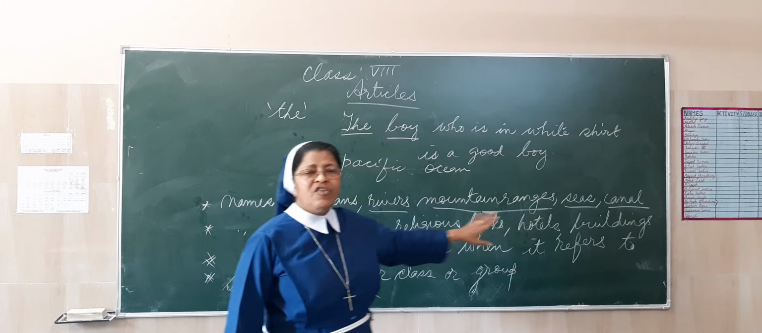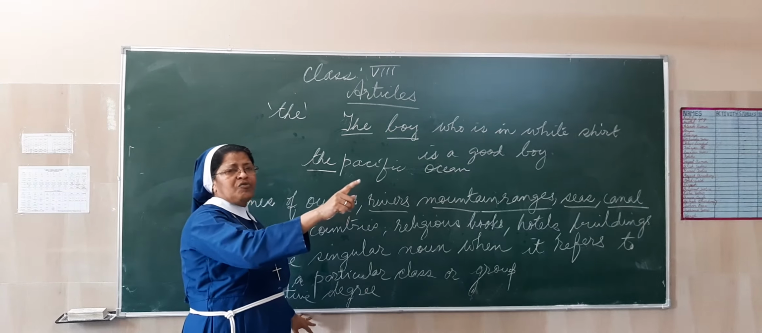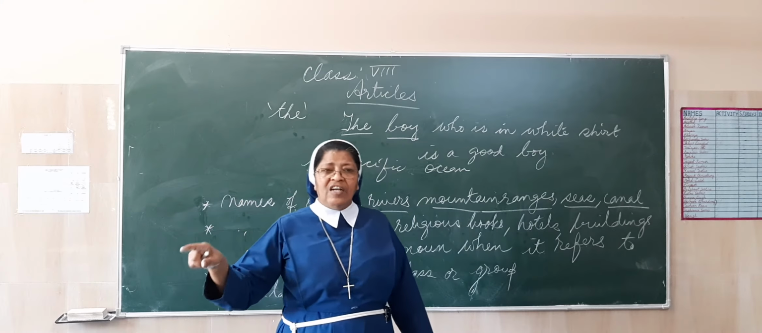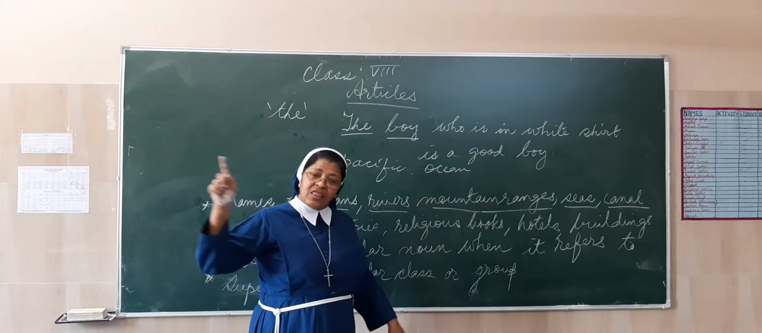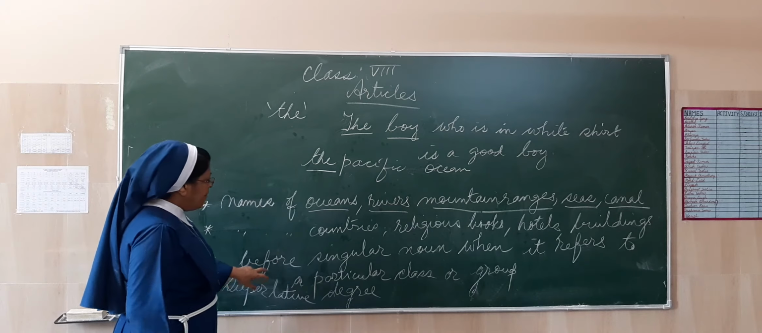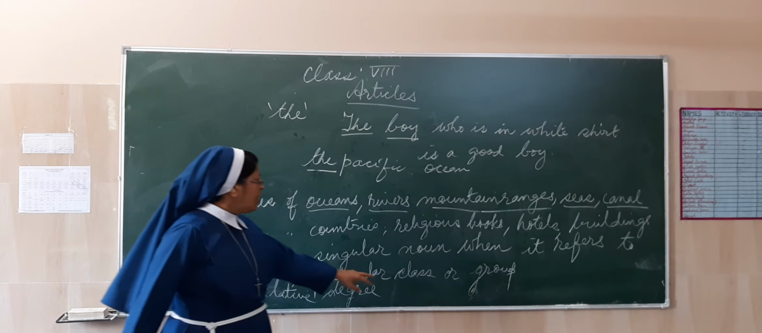Here, in all these places, you don't say a Taj Mahal. You are mentioning that particular Taj Mahal. The Taj Mahal is only one in India, that is in Agra, so you say the Taj Mahal. The Pacific Ocean is only one, so you say the Pacific Ocean. Similarly, the third one: before a singular noun when it refers to a particular class or group.